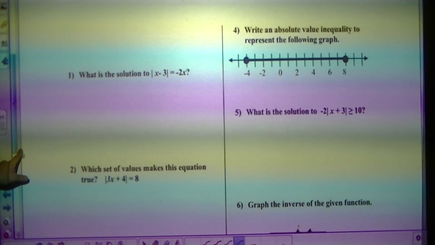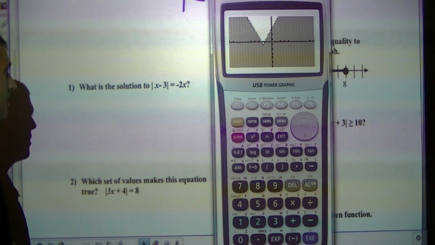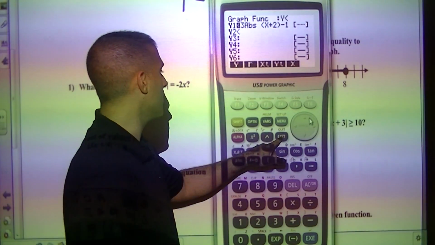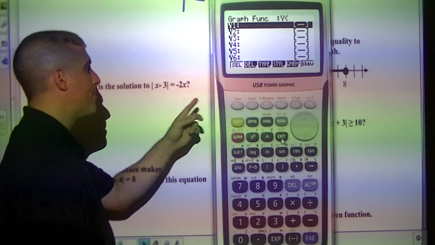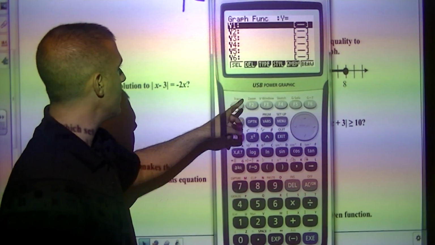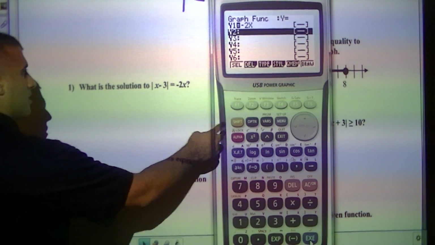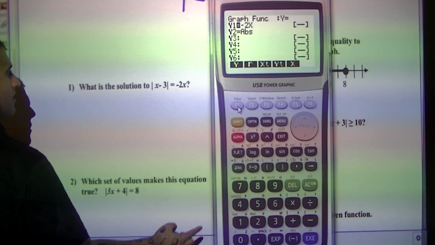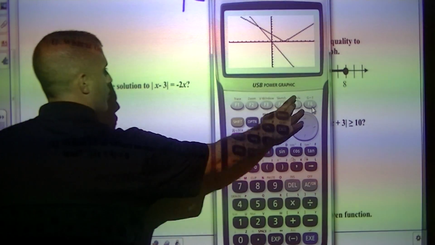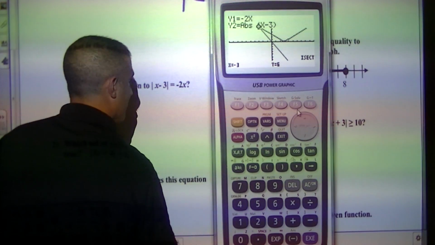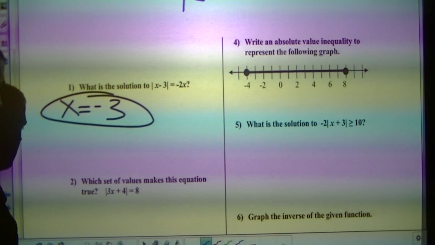Okay, so number 1 here, what is the solution for that? If you have your calculator, make sure you've deleted all those. If you need to turn it back to equals, type y equals, and that turns it back. So I got -2x. Always graph the right side first, then option num, ABS, x minus 3, draw. G solve intersect. So my answer is x equals -3. That's all for that.